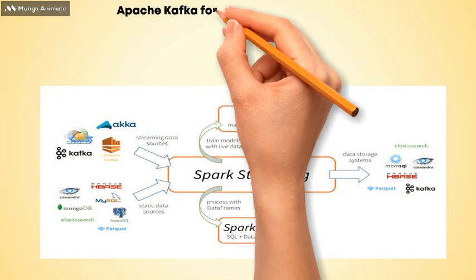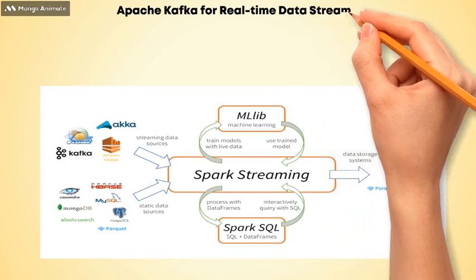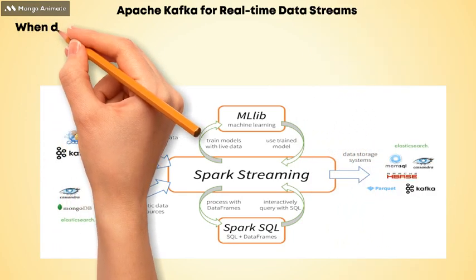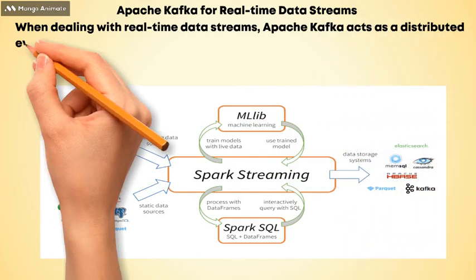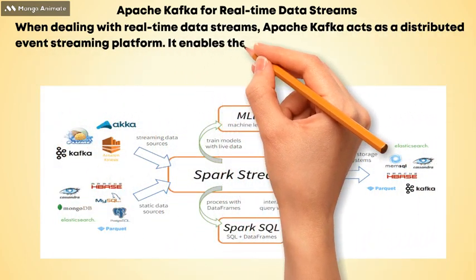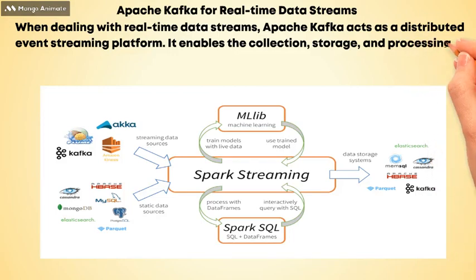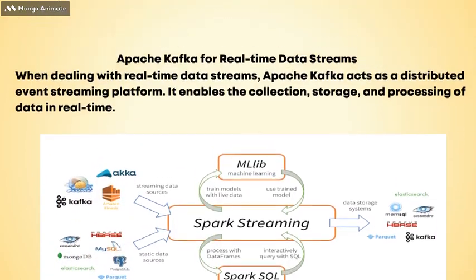Apache Kafka for real-time data streams. When dealing with real-time data streams, Apache Kafka acts as a distributed event streaming platform. It enables the collection, storage, and processing of data in real time.